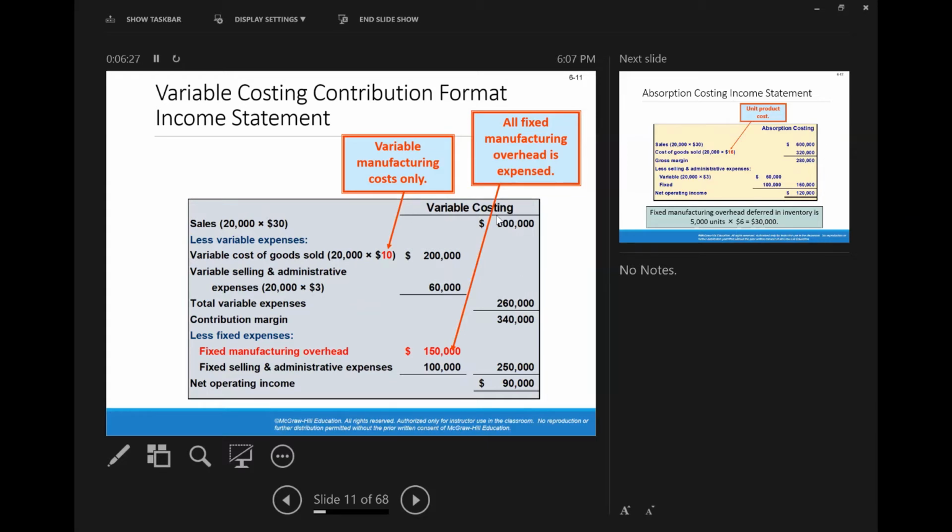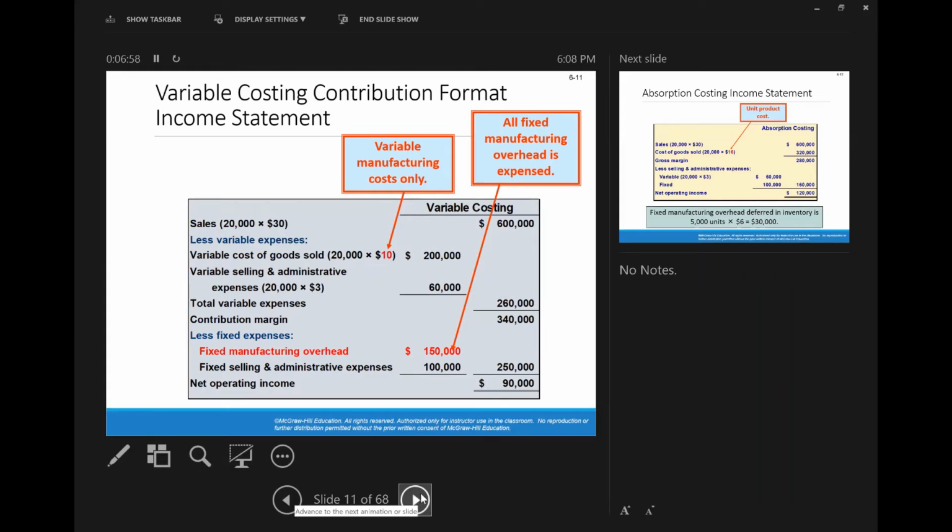So when we did variable costing, remember we were looking at that contribution margin last week. So this is how it's laid out, similar to what we were looking at last week. So we have our selling price, and then we have our variable costs. So that gives us our contribution margin, 340,000. Less fixed expenses, which was given to us. So we had fixed manufacturing at 150 and fixed selling and admin at 100 for a total of 250. So our net operating income is 90,000.